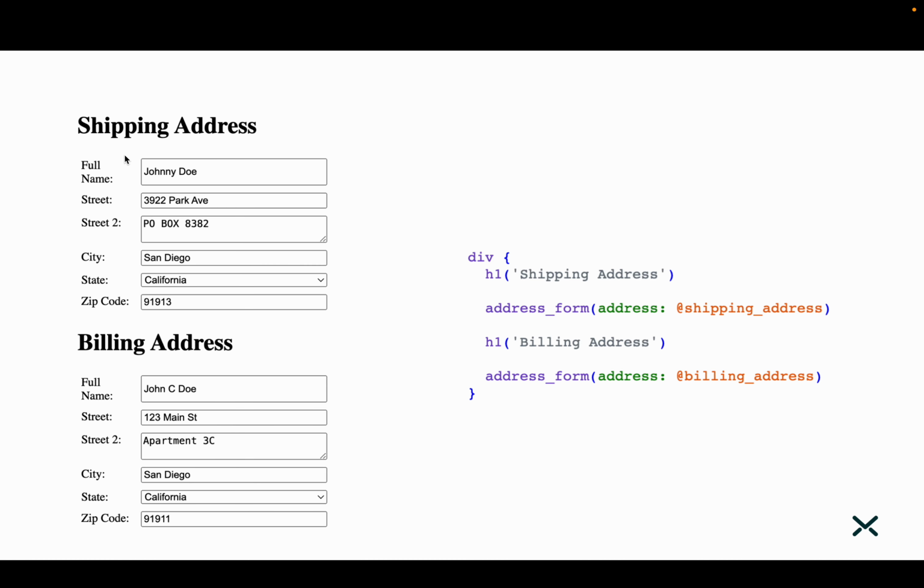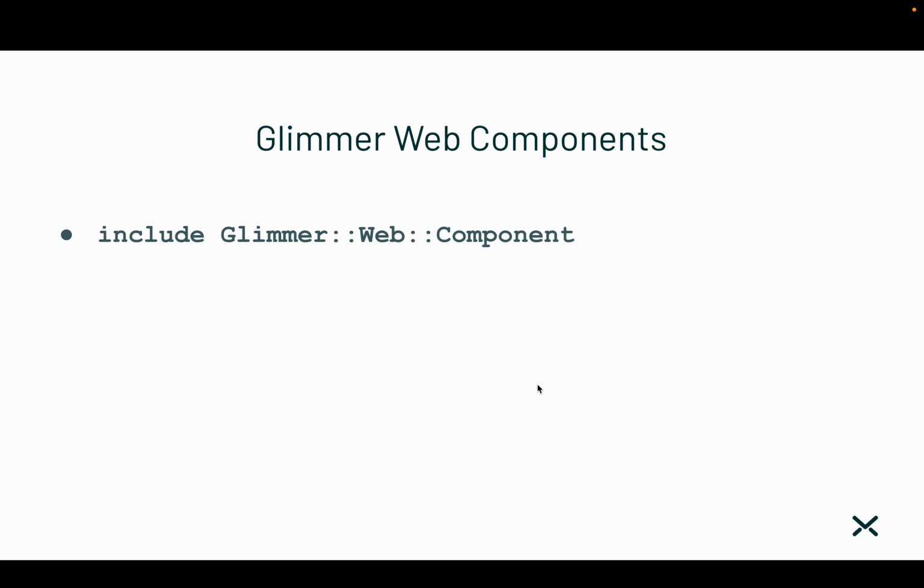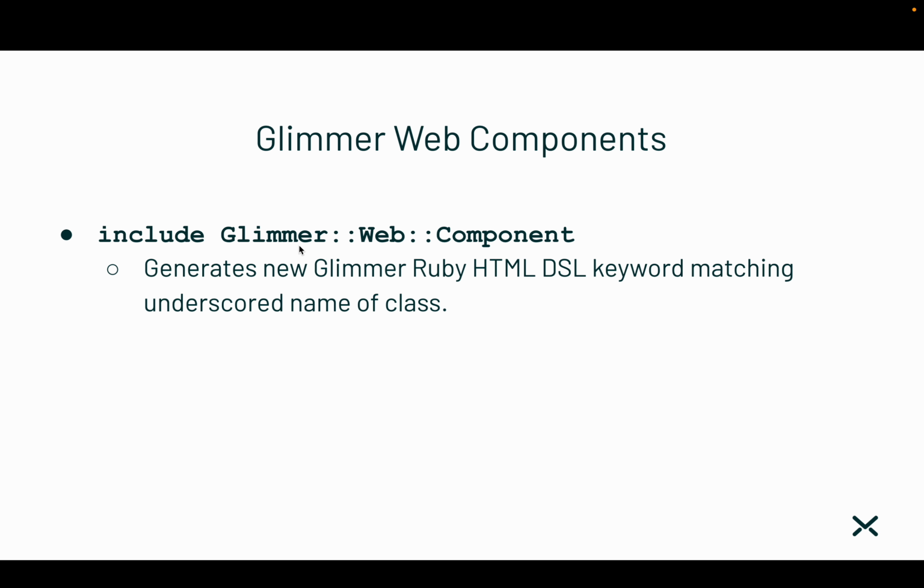And here I have another one. I mean, this is the same thing. It's just displaying what we see on the screen. That's it. But you can see here, there are 2 different addresses, but they're reusing the same exact component. So you just include the Glimmer web component into a class to declare a component.